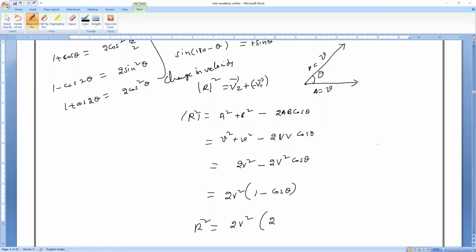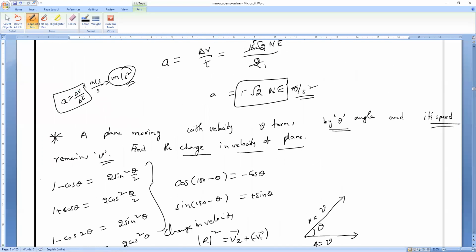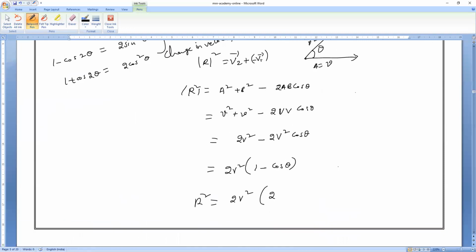So let me give the options first so that we can solve, and you all can verify it. First option A, 2v cos theta. Option B, 2v cos theta by 2. Option C, 2v sin theta by 2. And option D, 2v sin theta. So these are the four options. Let us verify now.